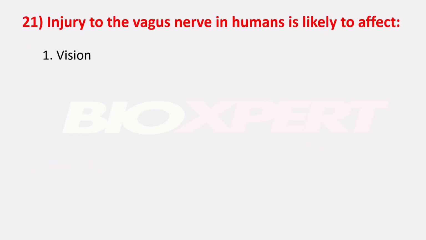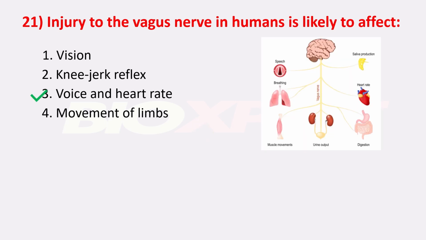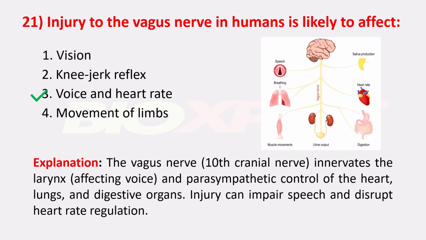Injury to the vagus nerve in humans is likely to affect voice and heart rate. The vagus nerve innervates the larynx and parasympathetic control of the heart, lungs, and digestive organs. Injury can impair speech and disrupt heart rate regulation.